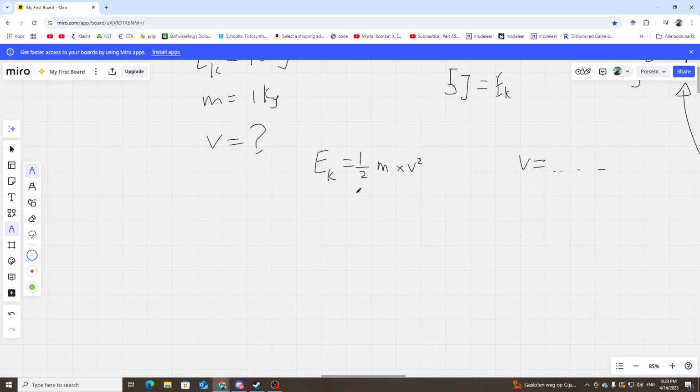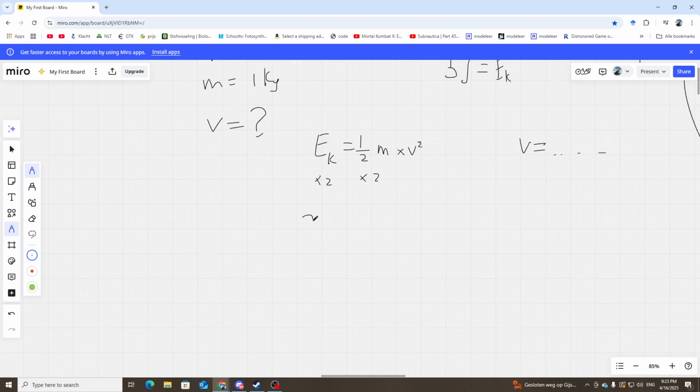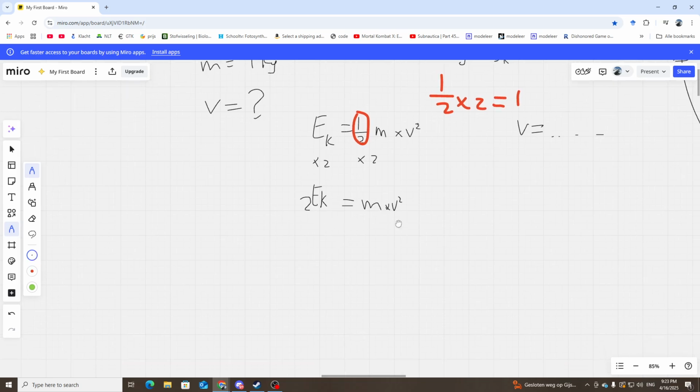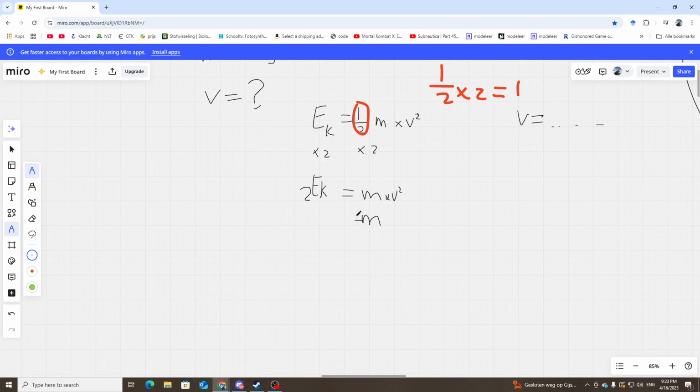First, to get rid of the half, I have to times both sides by 2. And that gets rid of the half. So now I have 2 times kinetic energy is equal to m times v squared. I got rid of this half by timesing it by 2, because a half times 2 is equal to 1, so that falls away in my formula. That's step 1. Step 2, I divide both sides by m, so that I get m out of the way. Then I have v alone, correct? So now my formula looks a bit like this. 2 times kinetic energy divided by m is equal to v squared.